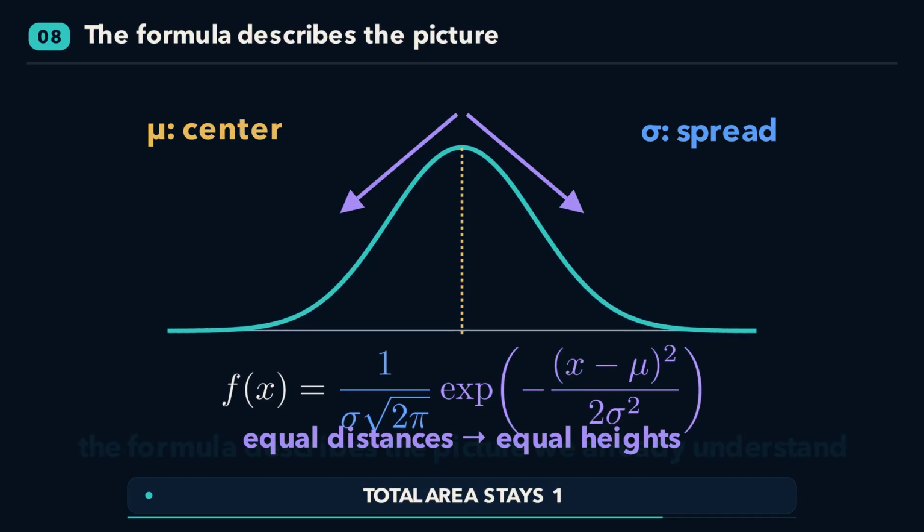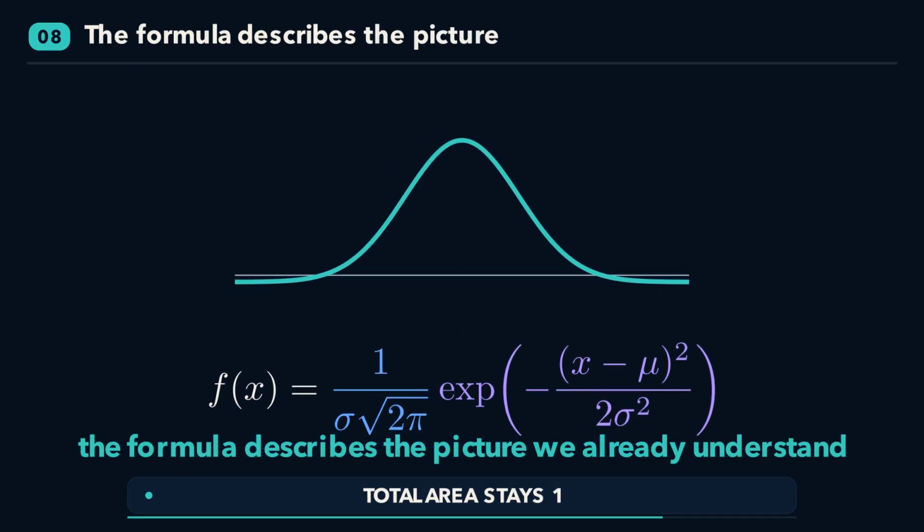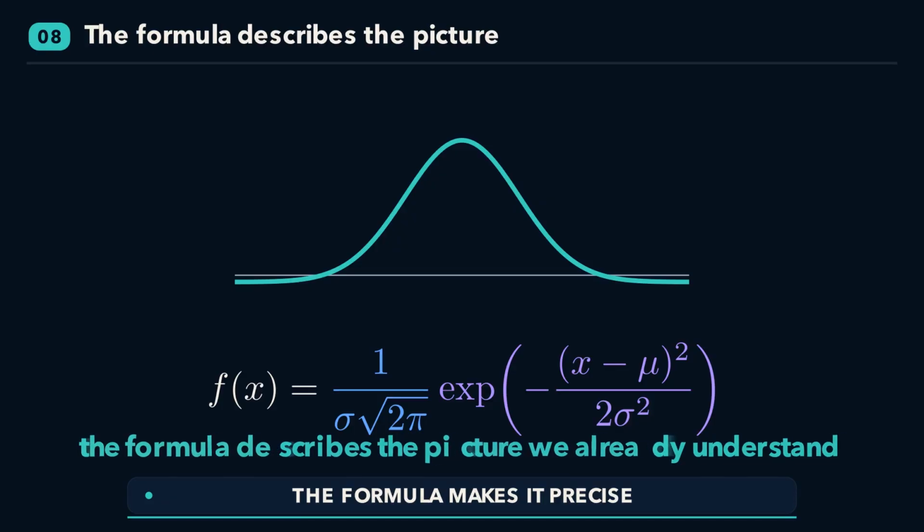The formula is not the starting idea. It is a precise machine for drawing the picture we already understand. One center, one scale of spread, symmetric decay, and total area equal to 1.